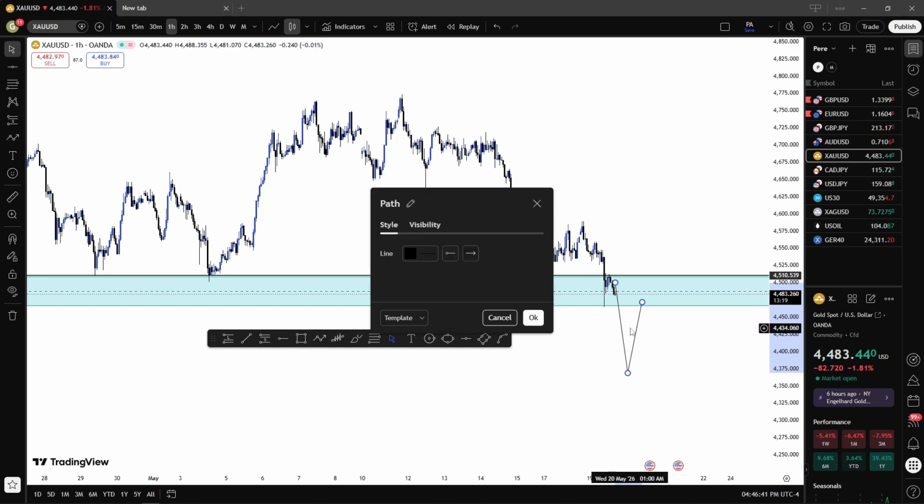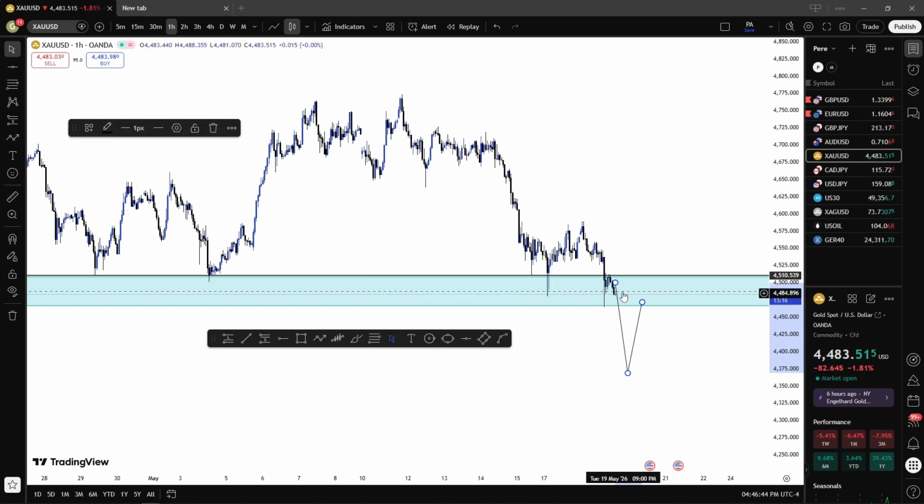But until you see this in the early hours of Wednesday, please just stay away from gold, because from here gold can decide to spike downwards or shoot back upward. This is not a major support level.